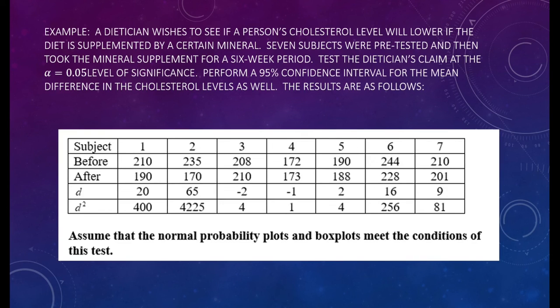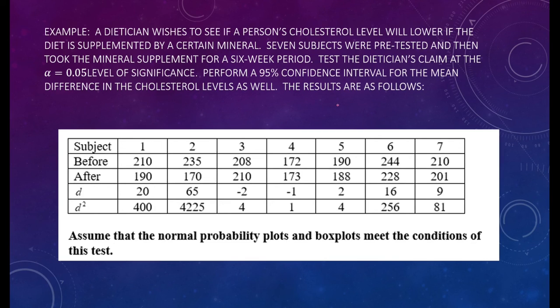Example 2. A dietitian wishes to see if a person's cholesterol level will lower if the diet is supplemented by a certain mineral. 7 subjects were pre-tested and they took the mineral supplement for a 6-week period. Test the dietitian's claim at the alpha equals 0.05 level of significance. Perform a 95% confidence interval for the mean difference in cholesterol levels as well.